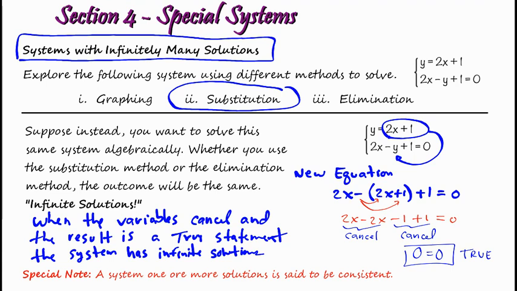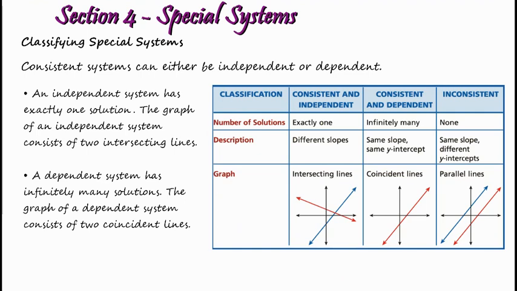So we've seen a graphing technique and an algebraic technique for solving special systems that either have no solution or infinitely many solutions. So to complete this section, we want to be able to classify our special systems. Consistent systems can either be independent or dependent. Remember, consistent means that it has one or more solutions.